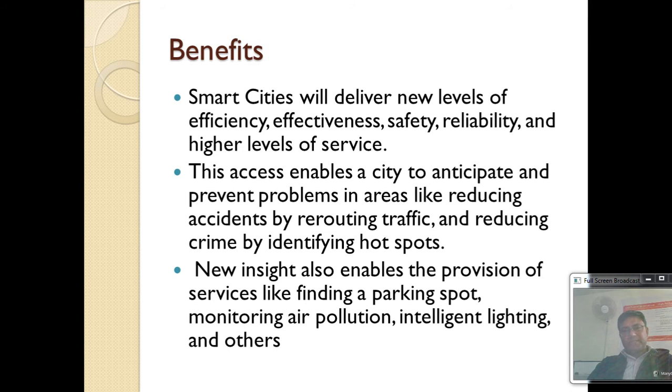This access enables a city to anticipate and prevent problems in areas like reducing accidents, reshuffling or rerouting the traffic, and reducing crime by identifying the hotspots of crime. The new insight also enables the provision of services like finding a parking spot, monitoring the air pollution, intelligent lighting systems, etc.